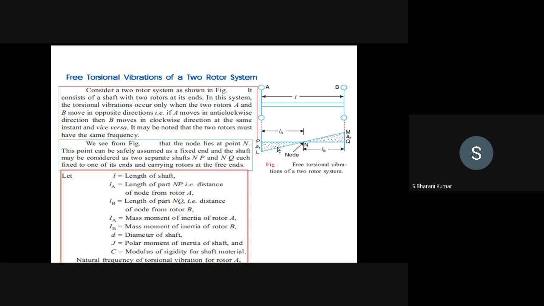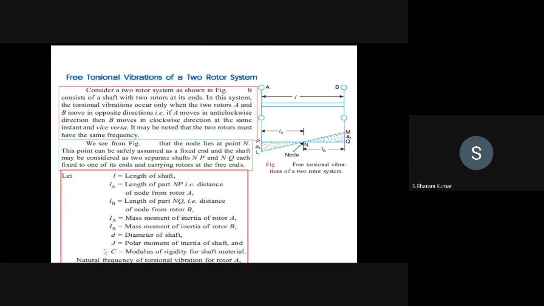Okay, the same thing will be given that I mentioned earlier. L equals length of the shaft. LA equals length of part NP, the distance of the node from rotor A. LB equals length of the part NQ, the distance of the node from rotor B. IA equals mass moment of inertia of rotor A, IB equals mass moment of inertia of rotor B, D equals diameter of the shaft, J equals polar moment of inertia, and C equals modulus of rigidity. This is what will be given.